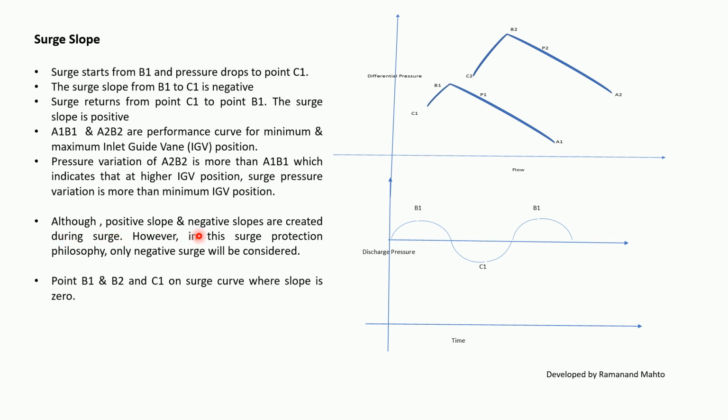Although positive and negative slopes are created during the surge, in this surge protection philosophy only the negative slope will be considered. Points B1, B2 and C1 on the surge curve are where the slope is 0. So you can see the time versus discharge pressure graph. B1, B2 and C1 are all where the slope is 0 because it is parallel to the x-axis or time base.